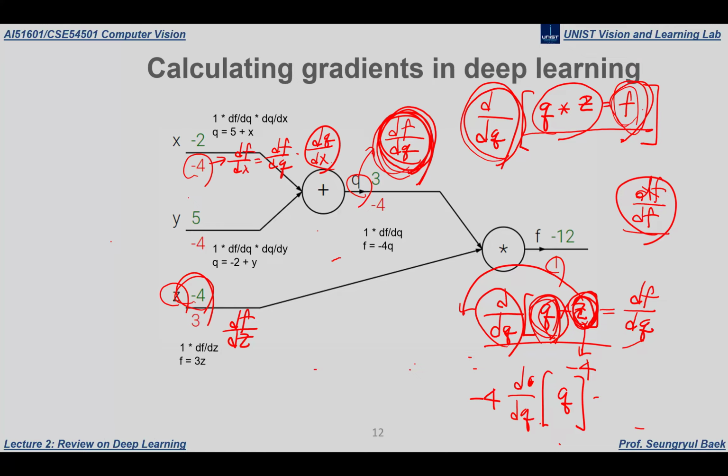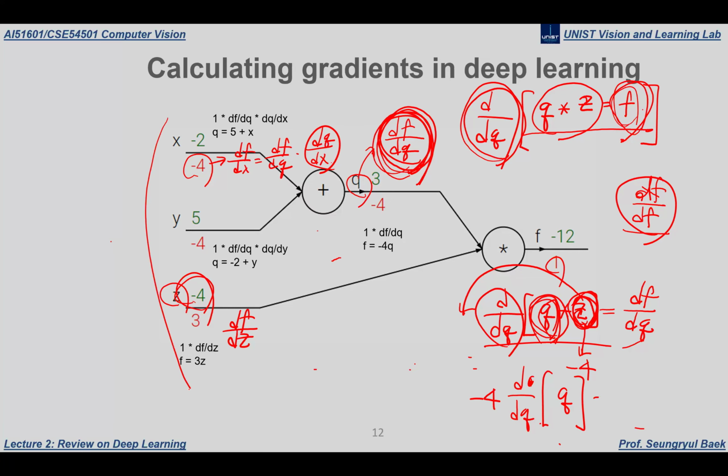Actually, from this calculation, you can understand the backpropagation algorithm: how, inside the computer, when deep learning architectures are stacked, their intermediate gradients can be calculated. You can understand that.